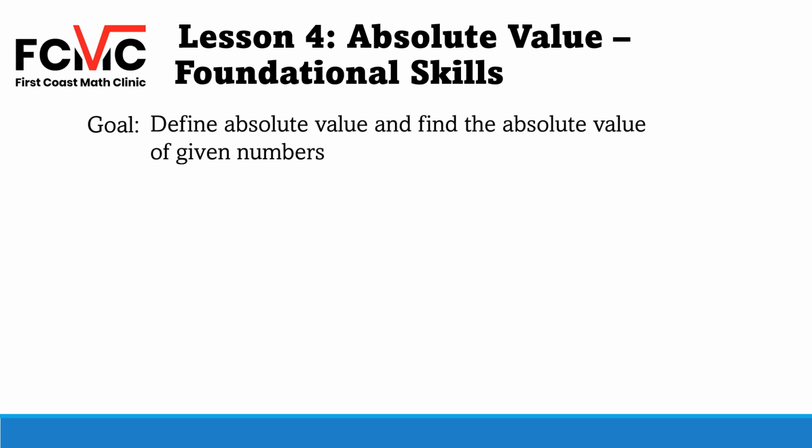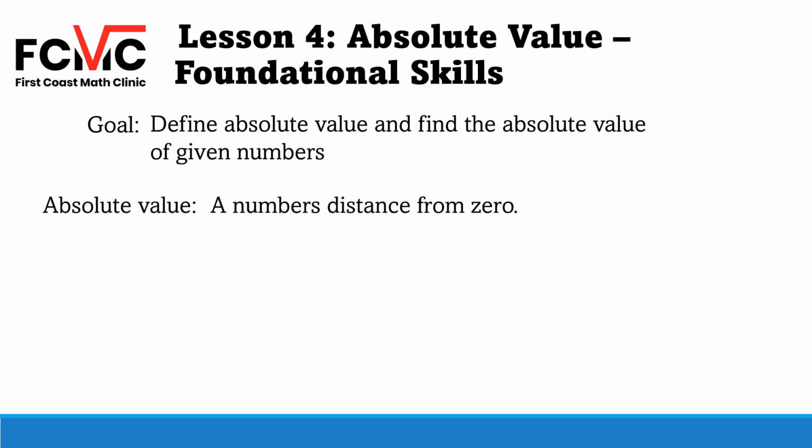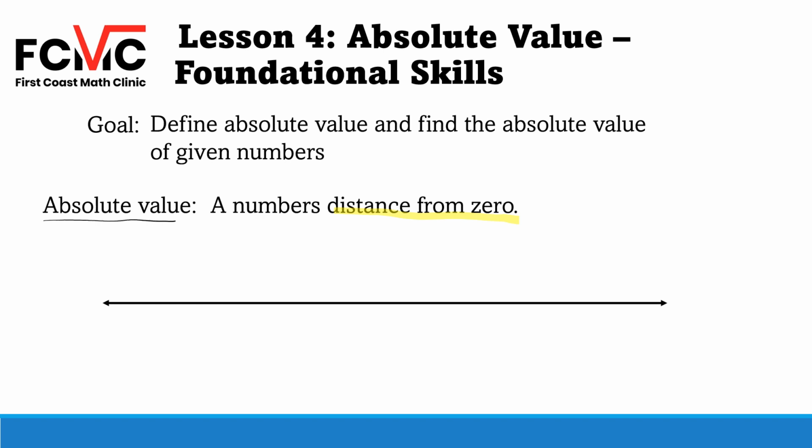So our goal in this video is to define absolute value and find the absolute value of a given number. So, what is absolute value? Absolute value is a number's distance from zero. And to clearly illustrate this concept, a number's distance from zero, I think it's a good idea to talk about a number line. So if you're struggling to understand absolute value and what this concept means, distance from zero, let's go through this and we'll make this make sense.